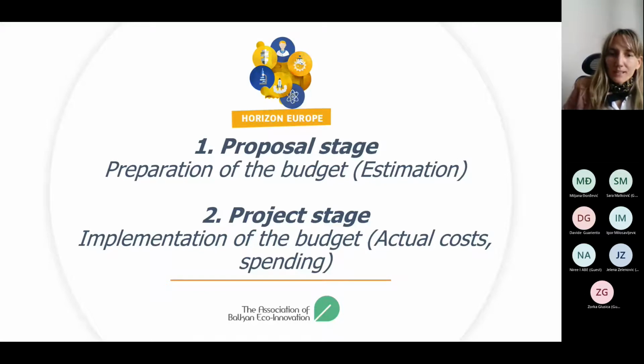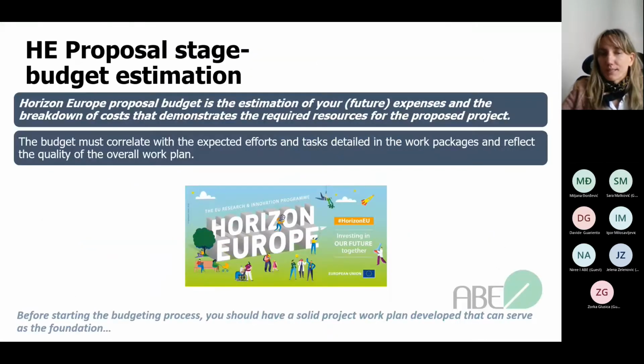So let's go slowly. Horizon Europe proposal stage, budget estimation. As I mentioned, within the proposal stage the budget is only the estimation of your future expenses. It represents the breakdown of costs that should demonstrate the required resources for the proposed project. This means the budget must correlate with the expected efforts and tasks detailed in the work packages and should reflect the quality of the overall work plan. In other words, the proposed budget must give an accurate assessment of all cost items and amounts deemed necessary and reasonable for your work.